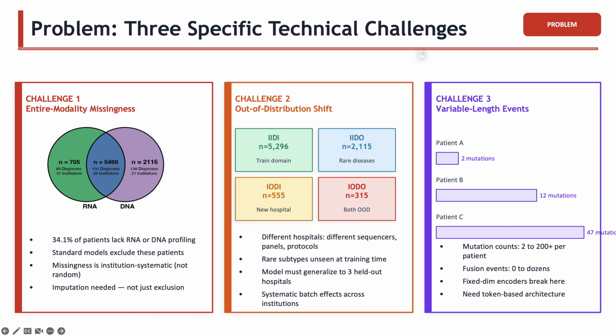The second challenge is out-of-distribution shift. They held out 3 entire hospitals. That gives 4 evaluation settings. And the hardest one is the double out-of-distribution setting, which has new hospitals and rare diagnoses simultaneously. That's as close to real-world deployment as you can get in the paper. The third challenge: variable-length event sets. One patient might have 2 somatic mutations, another might have 47. A standard neural network that takes a fixed-dimensional input just can't handle this without losing information.